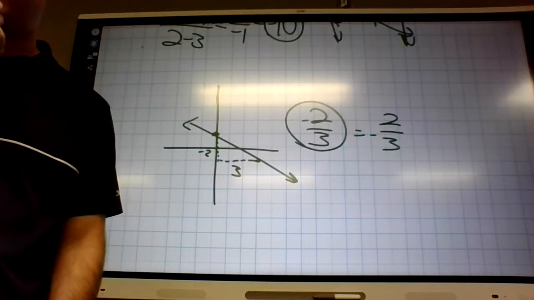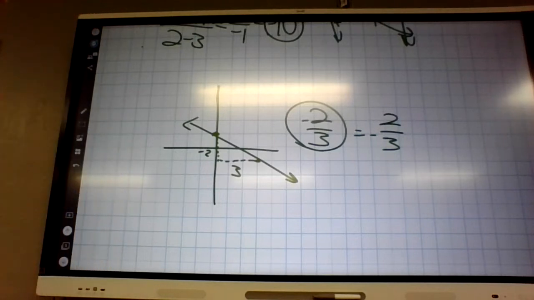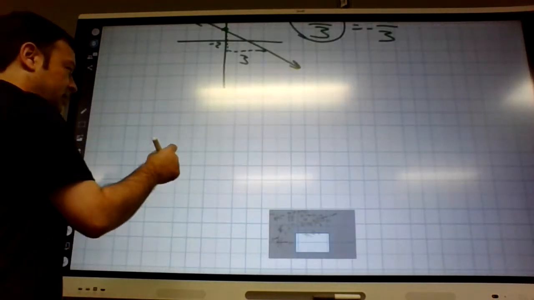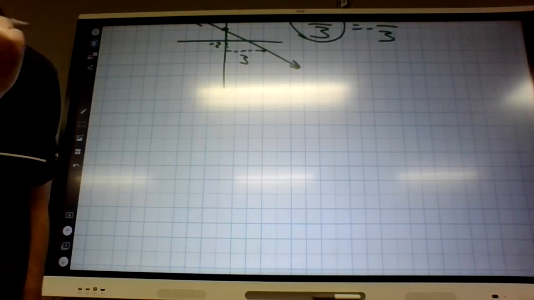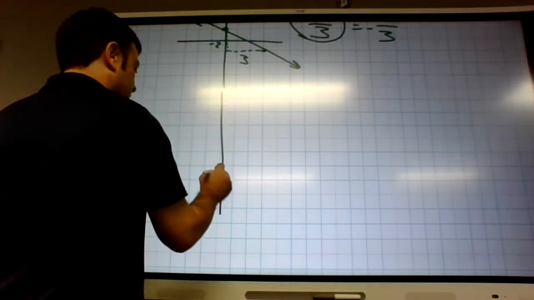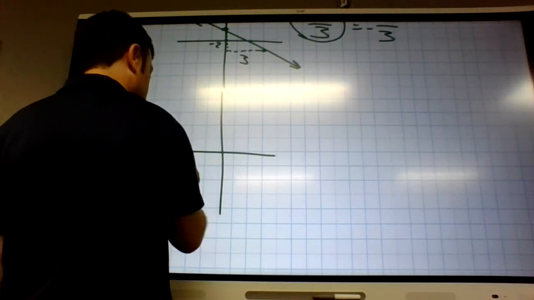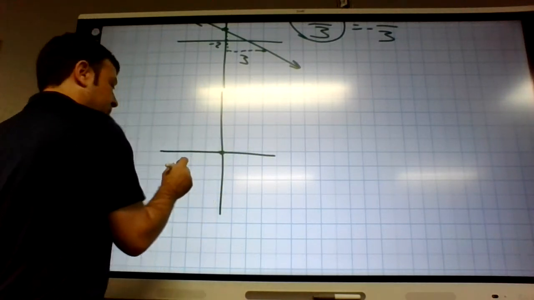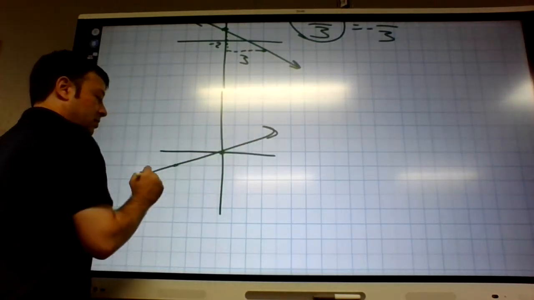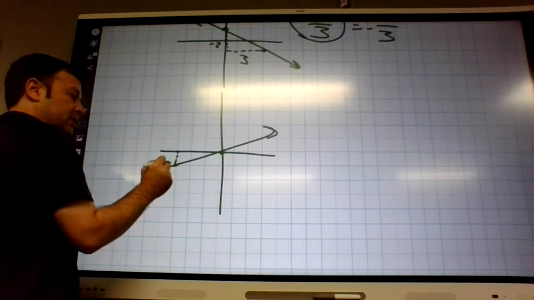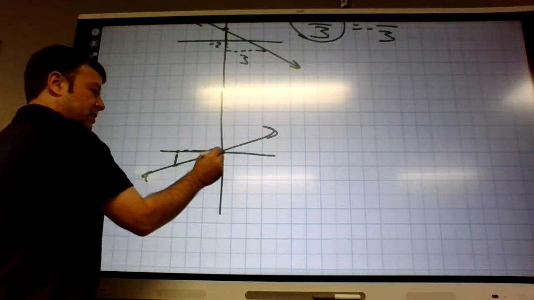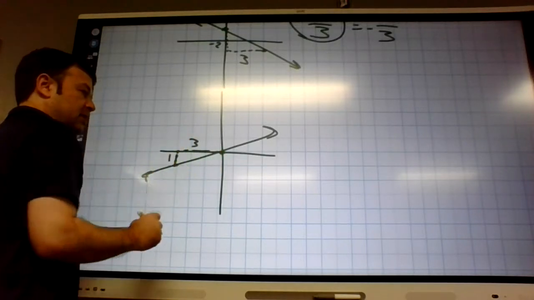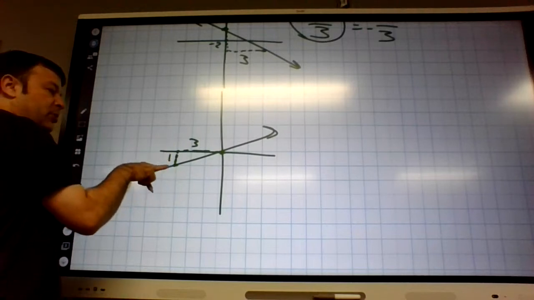Number 9. Where is a for sure point on that one? 0, 0. What else? -3, -1, or 3, 1. Okay, so what's the rise here? -1. What's the run? 3. So rising 1, I'm going from here to here.